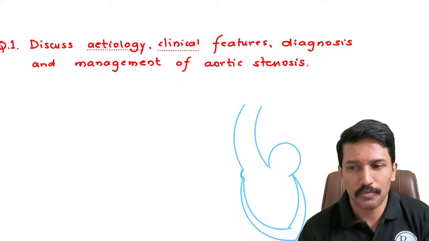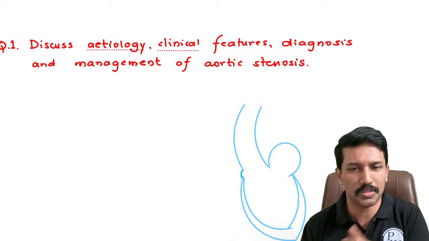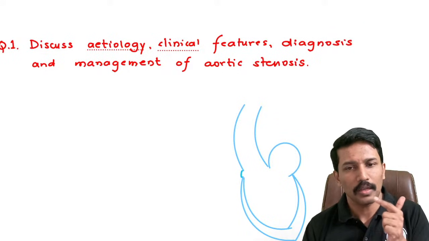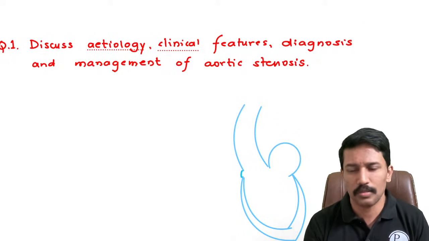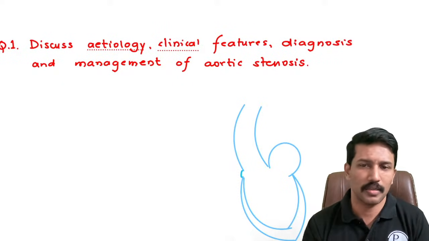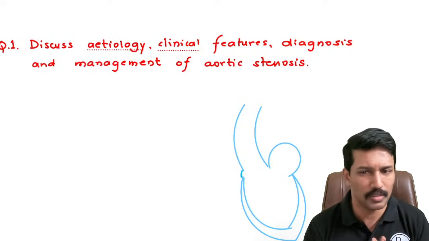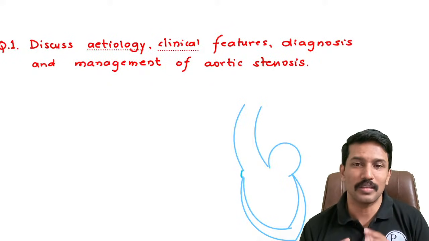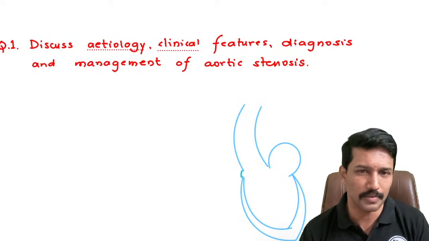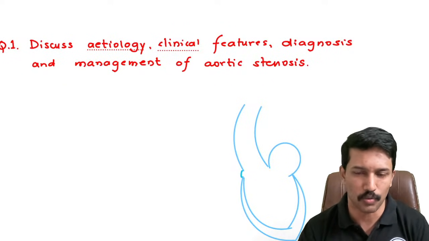So the first question we have is on valvular heart disease. Repeatedly asked valvular heart disease questions are mainly about aortic stenosis and mitral stenosis. Apart from that, heart failure, constrictive pericarditis, cardiac tamponade, these are important topics from cardiology, and emerging topics include pulmonary embolism. Okay, so we'll start with the first question, that is on aortic stenosis. The question might go like this: discuss the etiology, clinical features, diagnosis and management of aortic stenosis.